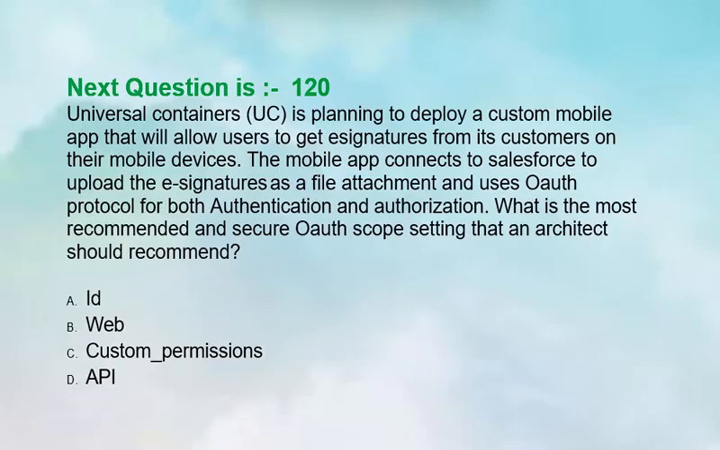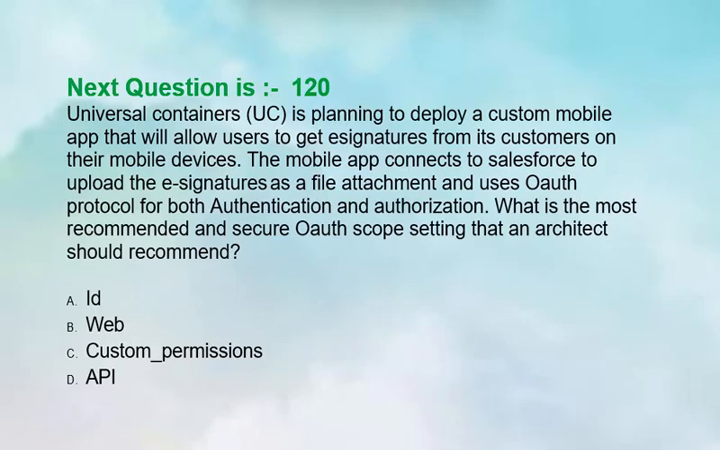Question: Universal Containers (UC) is planning to deploy a custom mobile app that will allow users to get e-signatures from its customers on their mobile devices. The mobile app connects to Salesforce to upload the e-signatures as a file attachment and uses OAuth protocol for both authentication and authorization. What is the most recommended and secure OAuth scope setting that an architect should recommend?